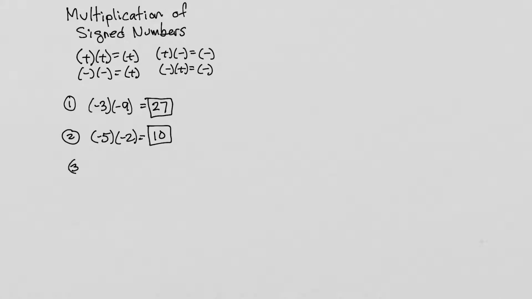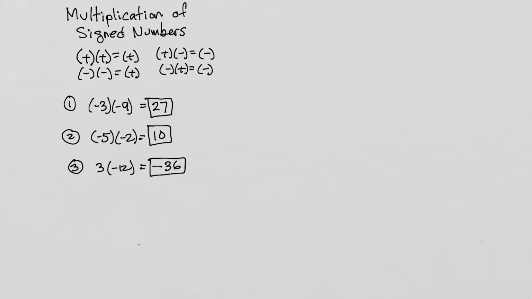How about this one? For number 3, we multiply, say, positive 3 and negative 12. So we're going to have a positive times a negative, so the result is going to be negative. And if we multiply their absolute values, right, 3 times 12, that's 36. So we'll get negative 36 here.